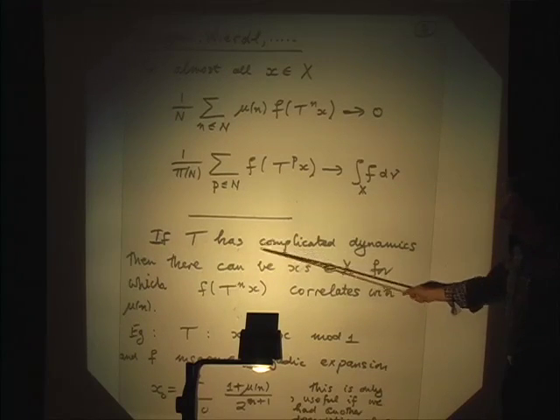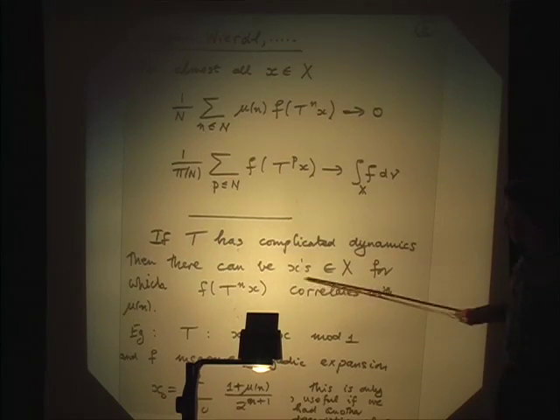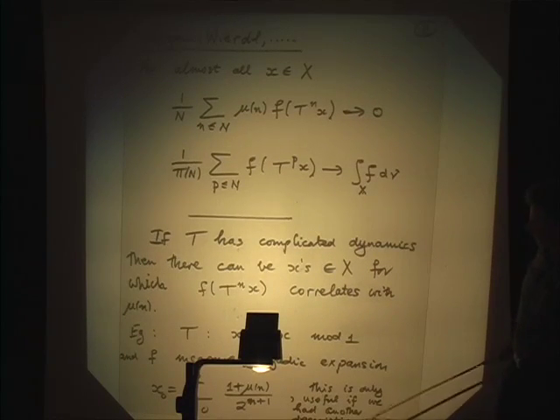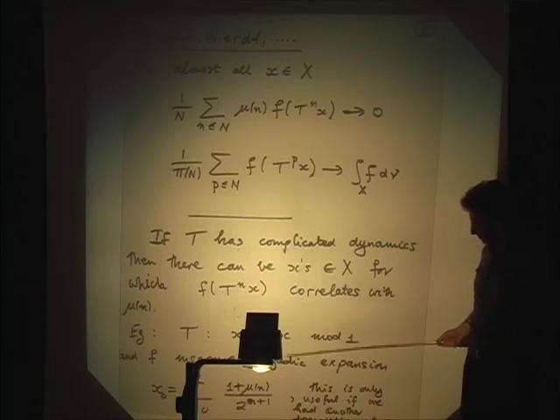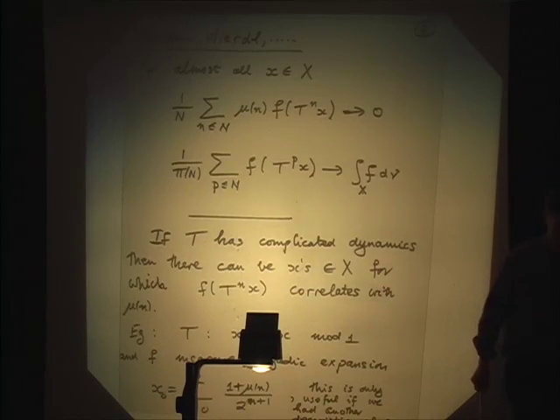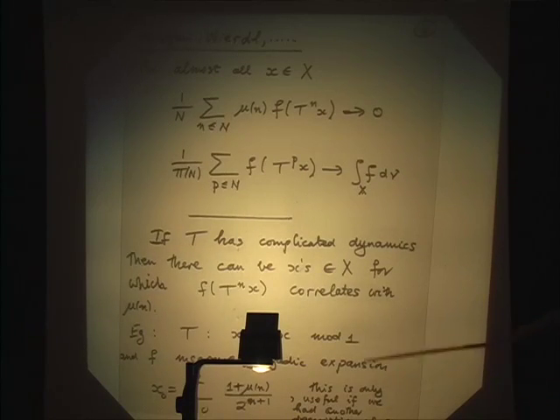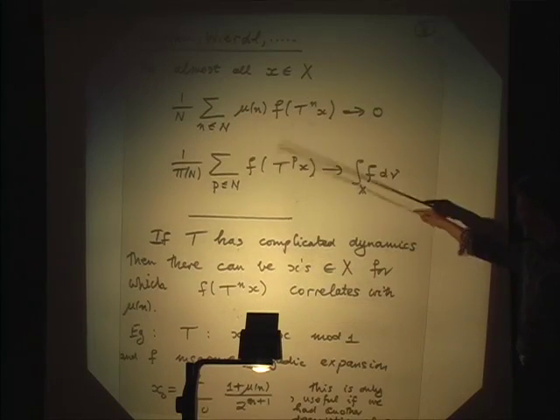Now, if the transformation is complicated, you could ask, is it true for all x? And the answer is, it won't be true for all x. And let me show you that we can make a correlation. It's trivial. Suppose I make my transformation x goes to 2x on the interval 0, 1. So I'm looking at arithmetic modulo 1, just the fractional parts of numbers. This is measure preserving. It's 2 to 1. So his theorem will apply. For almost all x, these will be true.